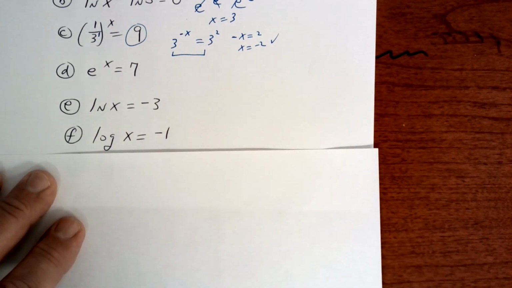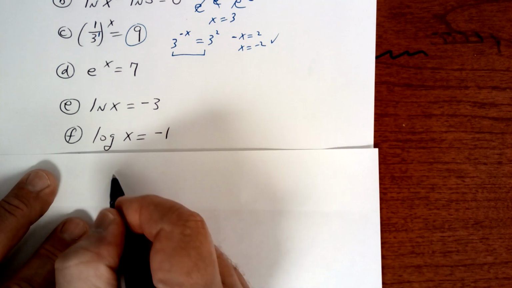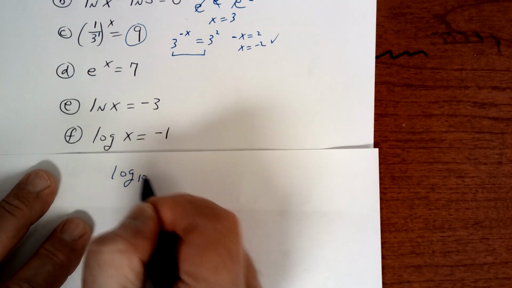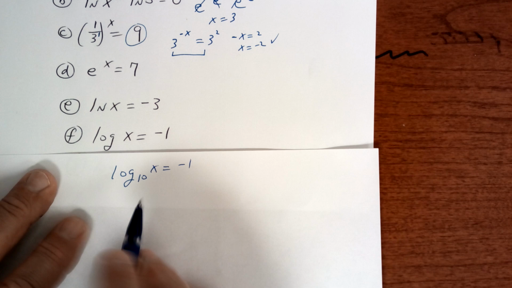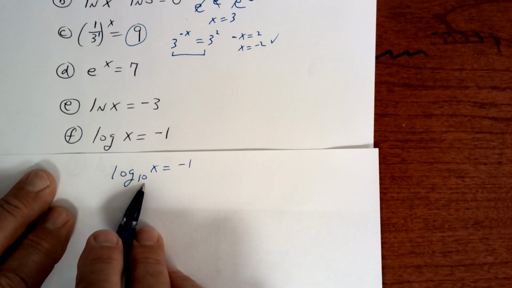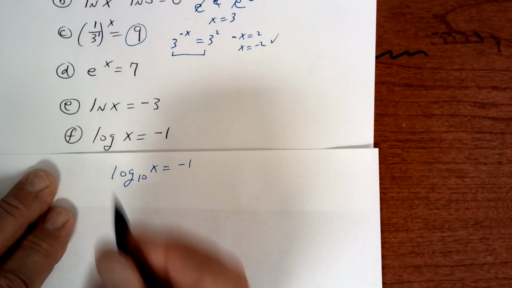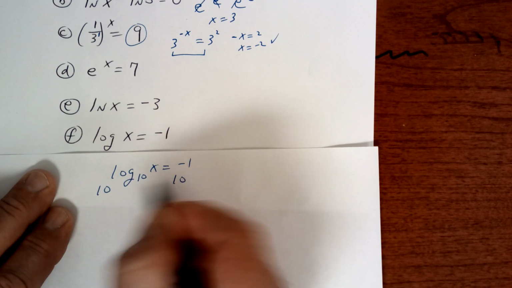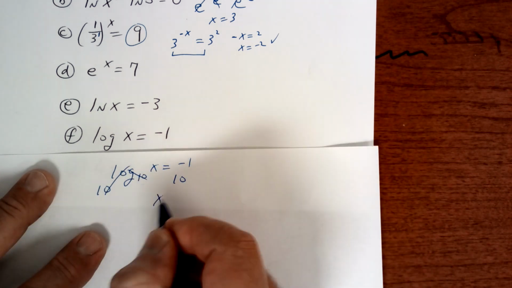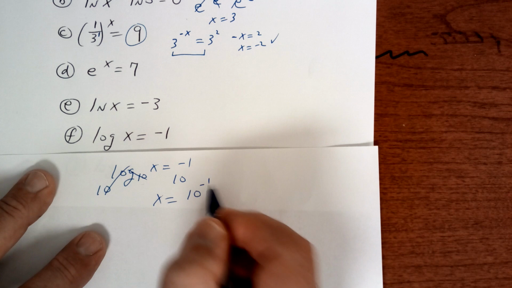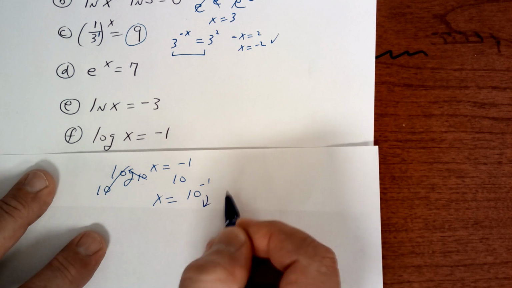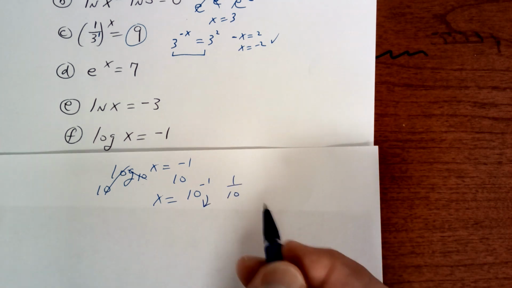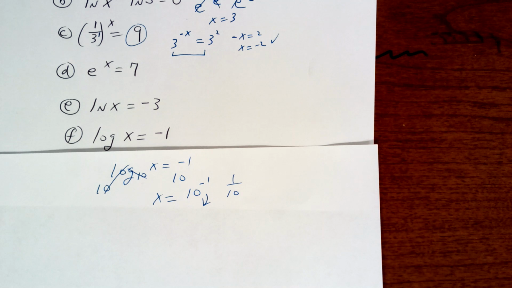This one right here is the log base 10 of x. And you might want to put that base in there, even though it's understood. We're going to raise it exponentially like this. This cancels. So you get x equals 10 to the negative 1, and then you drop that down. So it's 1 over 10. Okay?